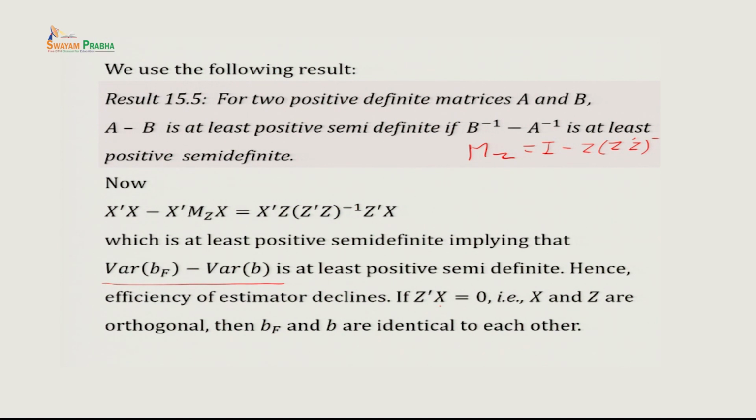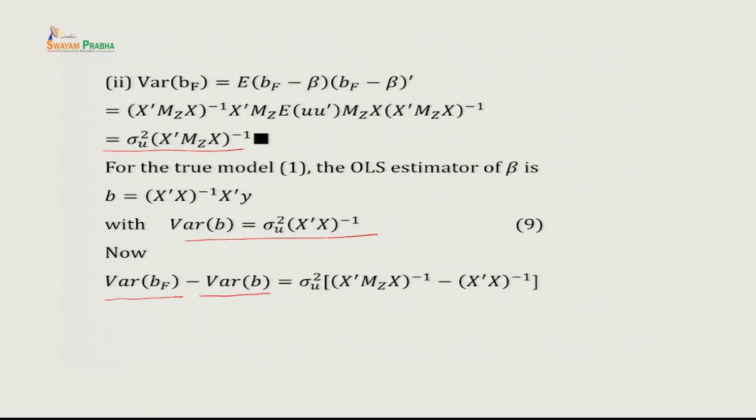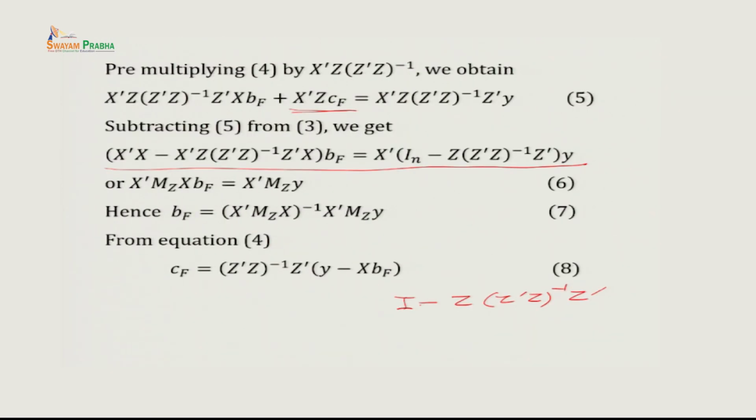However, if z transpose x is equal to 0, that is x and z are orthogonal to each other, then B f and B are identical to each other. This you can easily verify. Actually, the expression for B f is this, and if x is orthogonal to z, then this simply reduces to x transpose x inverse x transpose y, because in that case x transpose z is equal to 0.